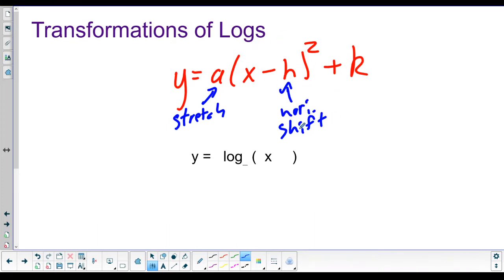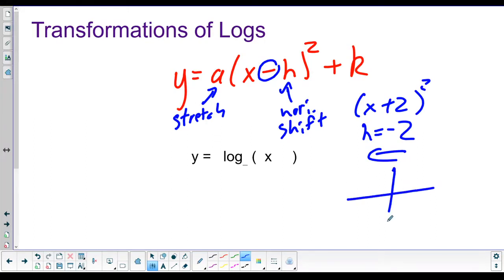And remember, our h value is always reversed. So if this says (x plus 2) squared, even though the h looks like a plus 2, h equals -2 because this negative is part of the equation. And it's going to take us left 2, even though left on the x-axis is negative, not positive. So we need to remember the thing inside the function with the x is our h value. It's going to shift it horizontally and it goes the opposite direction.